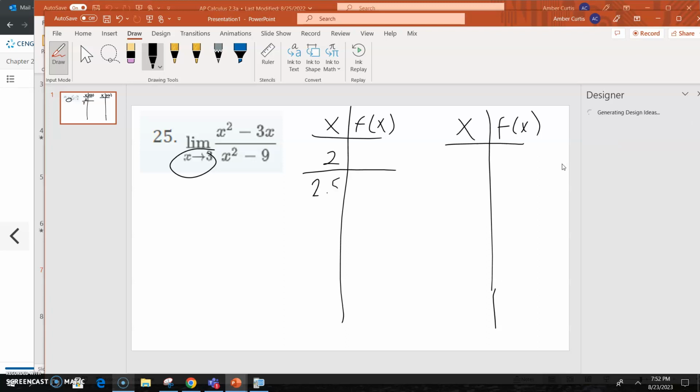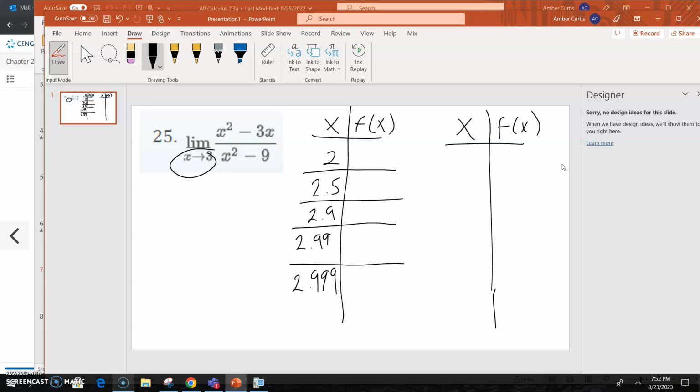So how about we go 2.5? And then how about we go 2.9? And how about we go 2.99? And then one more, 2.999. And we're going to find the outputs for each of those so that we can see what is happening as x approaches 3 from the left.